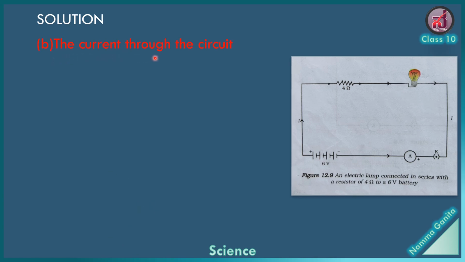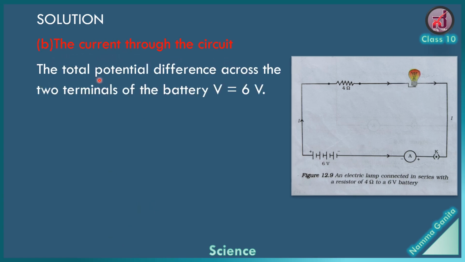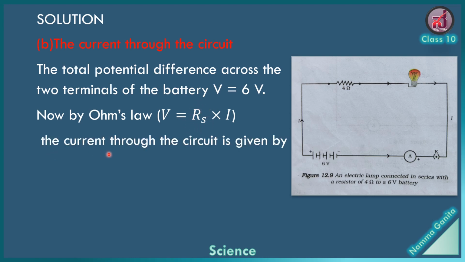The current through the circuit. The total potential difference across the two terminals of the battery V is equal to 6 volt. Now by Ohm's law, V is equal to Rs into I, where Rs means total resistance of the circuit. The current through the circuit is given by I is equal to V by Rs.